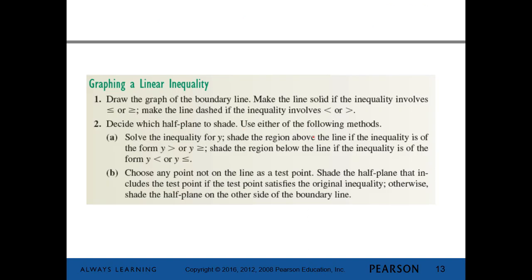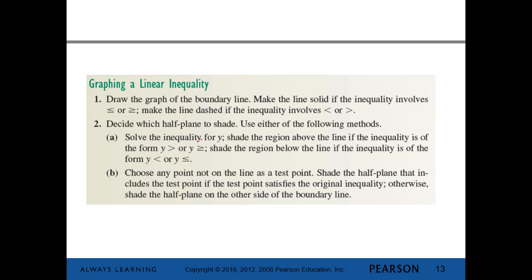Now, graphing a linear inequality. Here are the steps. Step number one, draw the graph of the boundary line. Make the line solid if the inequality involves these two. If it has the equal sign with it, it'll be solid. Make a dashed line if it's a strict inequality.